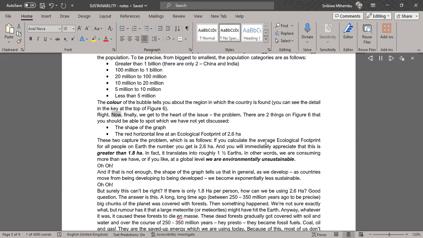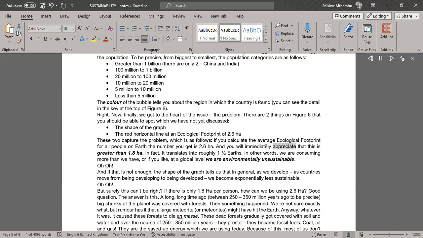Right. Now, finally, we get to the heart of the issue, the problem. There are 2 things on figure 6 that you should be able to spot which we have not yet discussed. The shape of the graph. The red horizontal line at an ecological footprint of 2.6 ha. These 2 capture the problem, which is as follows. If you calculate the average ecological footprint for all people on Earth, the number you get is 2.6 ha.